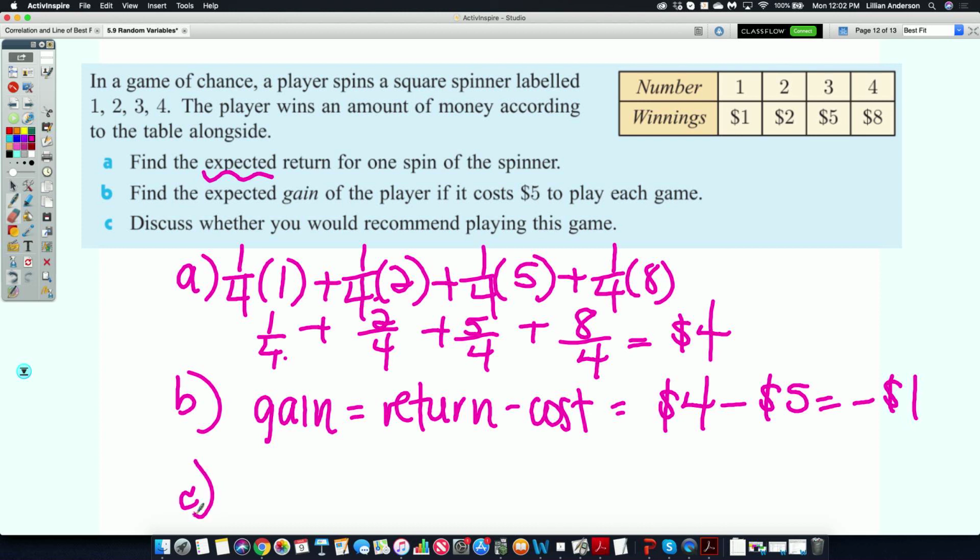So, would you play this game? No. And why not? Because there's a high probability that you'll lose money. You're more likely to lose money than to gain money. And you guys can write that out.